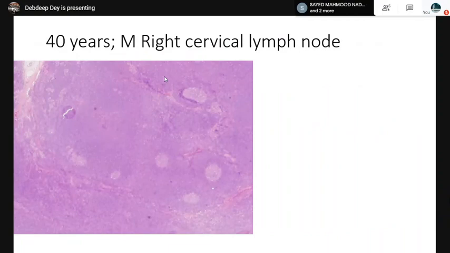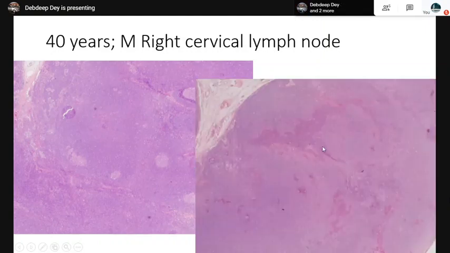Next case is of a 40-year-old, right cervical lymph node. At this power, you can see very nice lymphoid follicles here, but there is a big area in which you do not see those lymphoid follicles. So when we go on to the other areas, there's a very nodular, follicular infiltrate, which is effacing the lymph node. Here, in this field, you do not see any reactive lymphoid follicles.